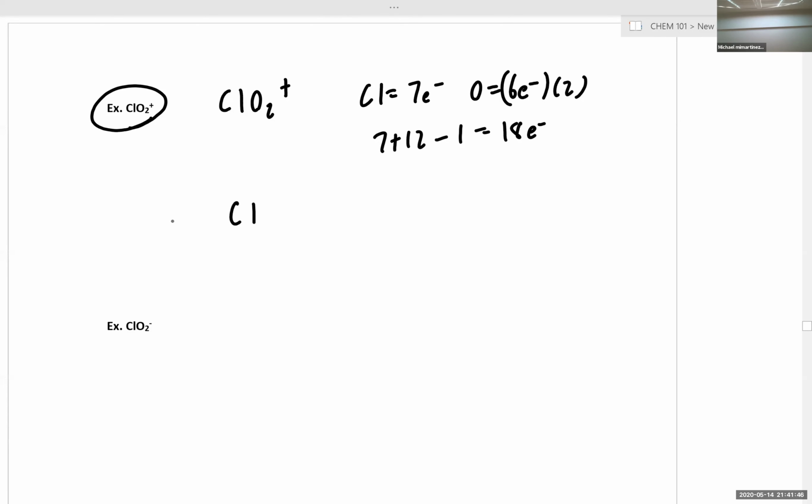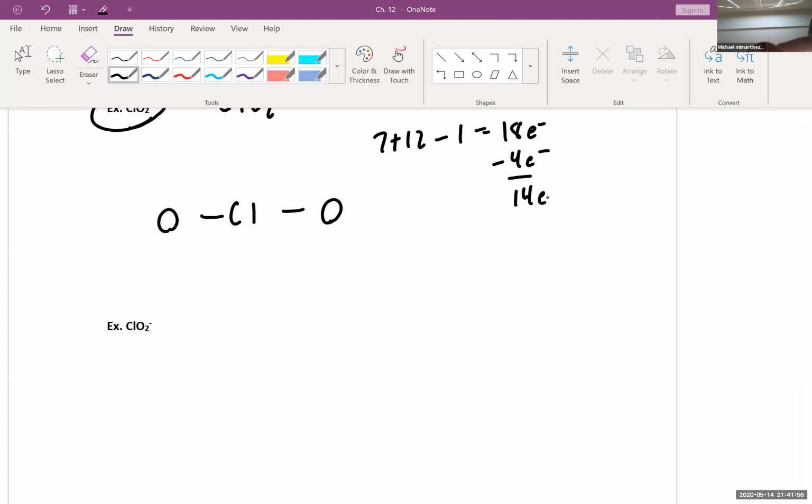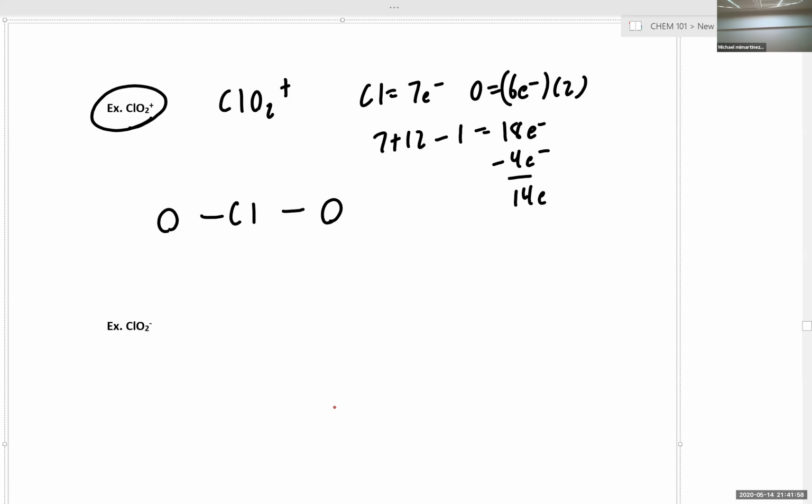Chlorine. So we're going to put chlorine in the center, surround it with our 2 oxygen atoms, and form 1 bond each. We now have 14 electrons remaining. And my question to you is, where do we place our lone pair electrons first?